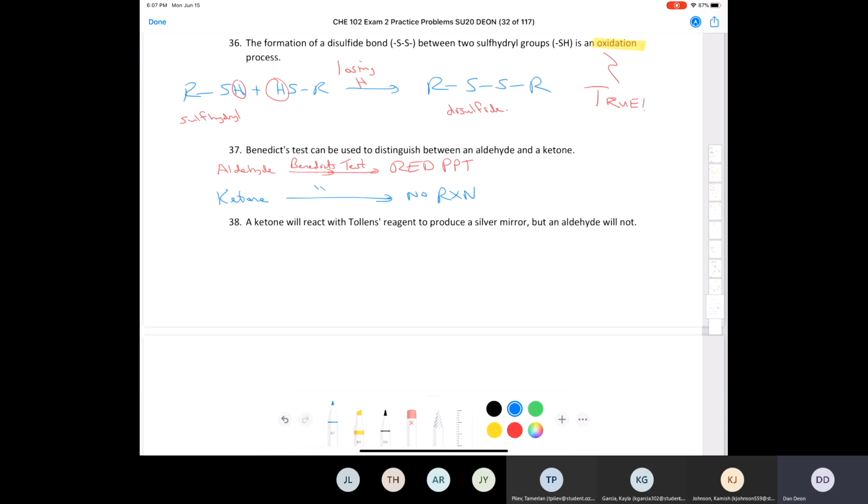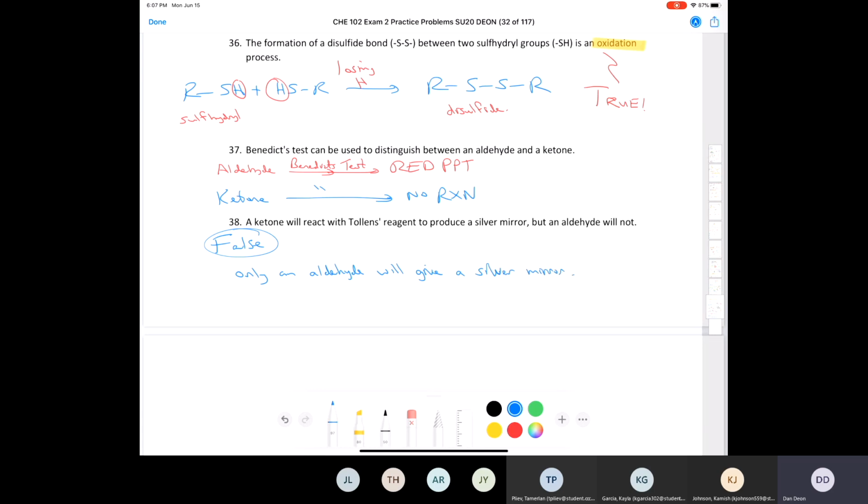Nothing interesting happens whatsoever. The next one says a ketone will react with a Tollens reagent, but an aldehyde will not. We'll just call this one pretty quickly. This is false. Only an aldehyde will give a silver mirror.